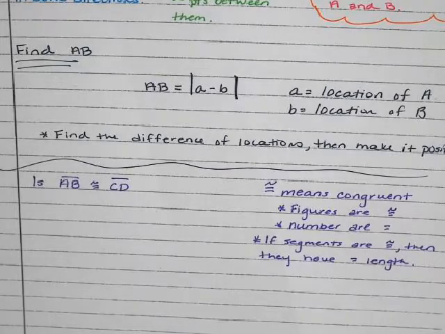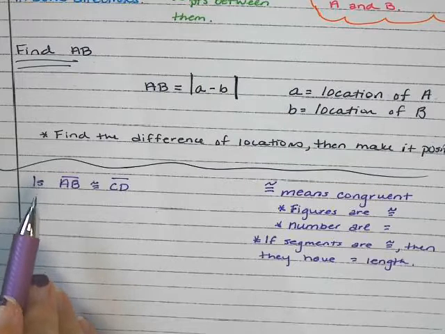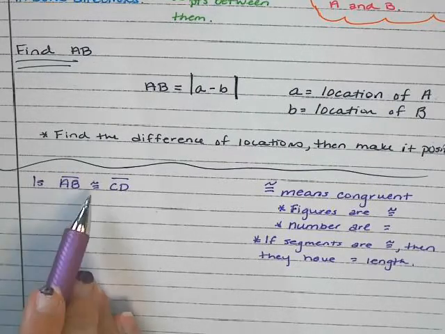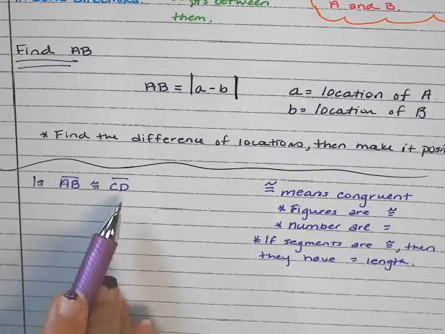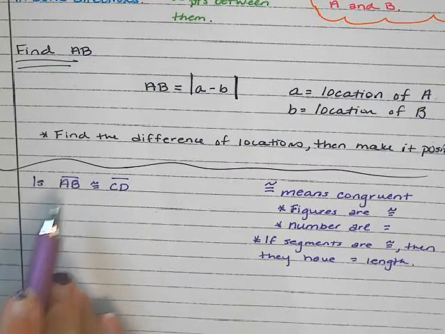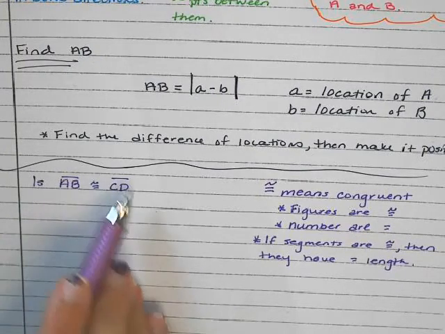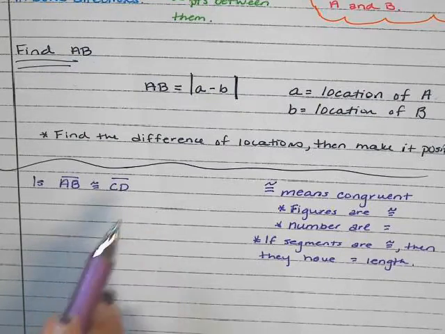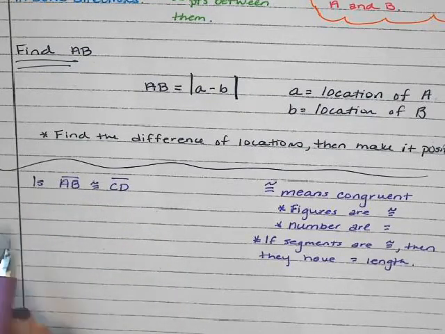Okay, so that's just some new vocab terms and what we use them for. So that means if we're asked a question like this one over here, is segment AB congruent to segment CD? We'll have to find the length of segment AB and find the length of segment CD. And if those lengths are the same, then we can say that they are congruent. Are you with me?